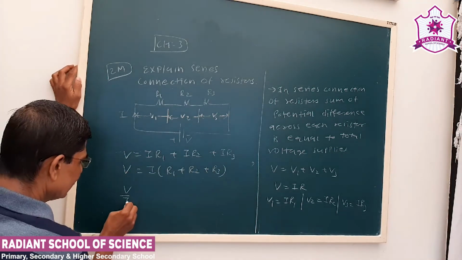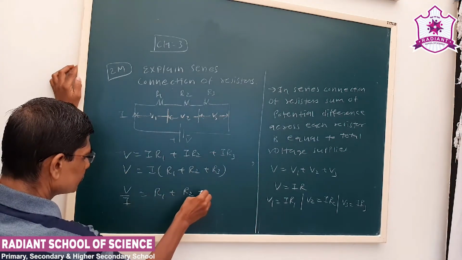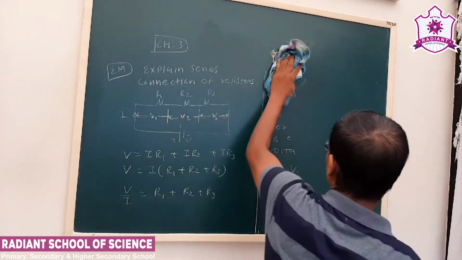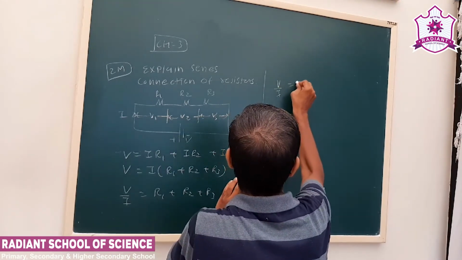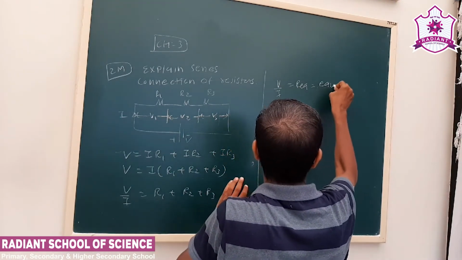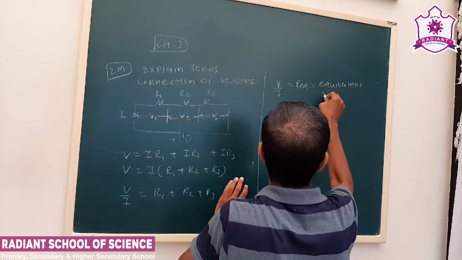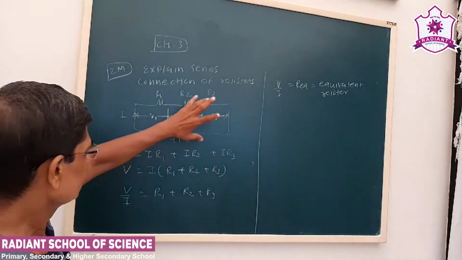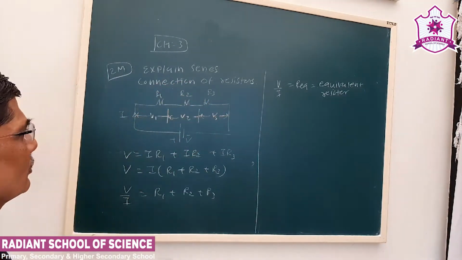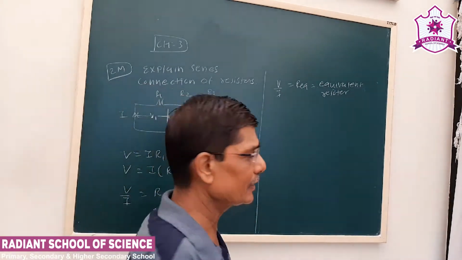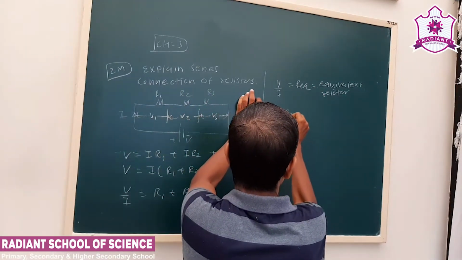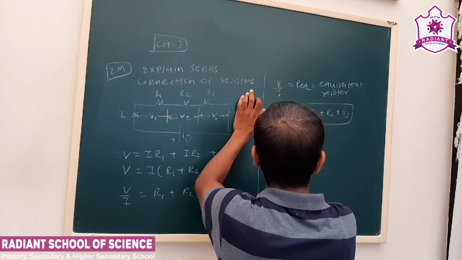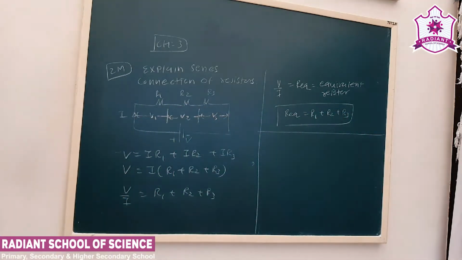Now V upon I is called the equivalent resistance. That will give the resistance in totality. That is the total effect of this R1, R2 and R3, that we call R equivalent or equivalent resistance. So we can say R equivalent is R1 plus R2 plus R3. So this is about the series connection of the resistors.